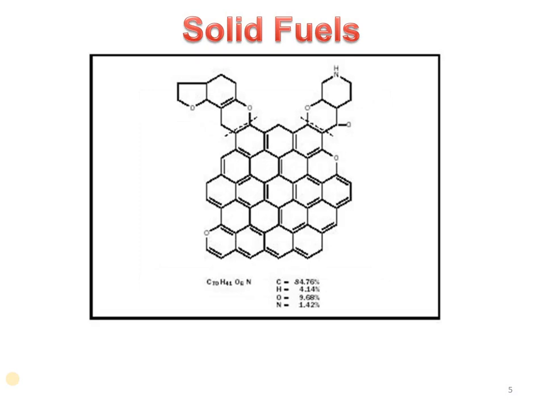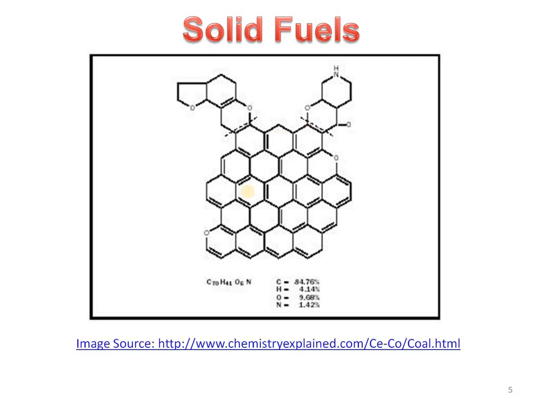This is the structure of the coal, in which the carbon atom is sp2 hybridized. Also, along with carbon atoms, there is a presence of oxygen, nitrogen and hydrogen. This structure is taken from the website www.chemistryexplained.com.